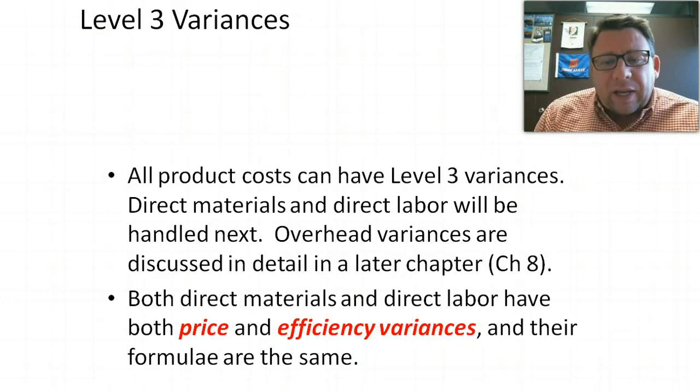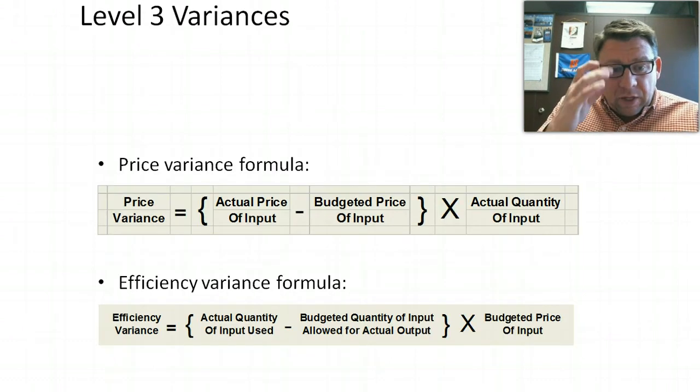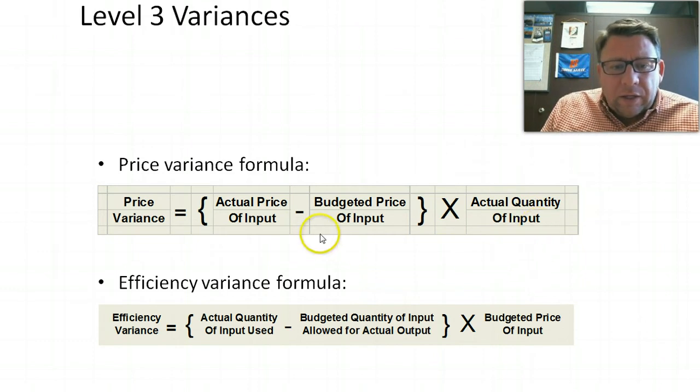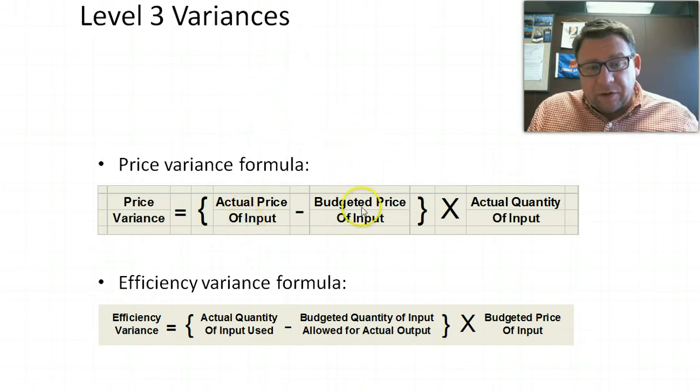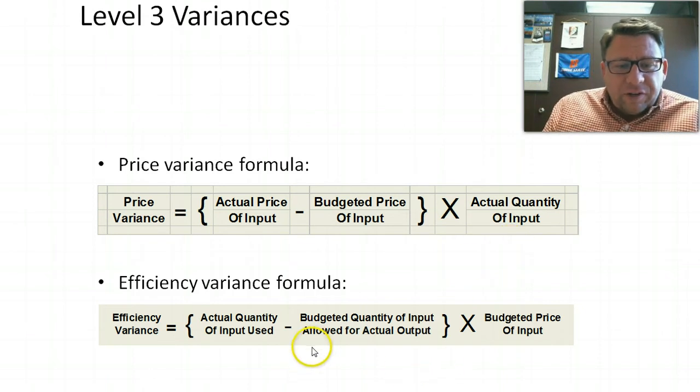So the direct material and direct labor have both a price and efficiency variance. And the formulas to calculate them are basically the same. So the price variance is our actual quantity times the difference between our actual price and what our budgeted price is. So in the example we're working on, our budgeted price was $30. Our actual price was $28 for material, so it's a $2 difference times the actual quantity.